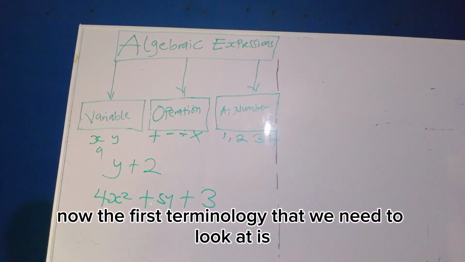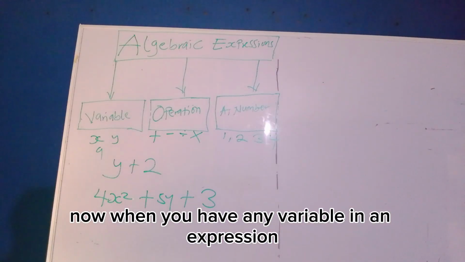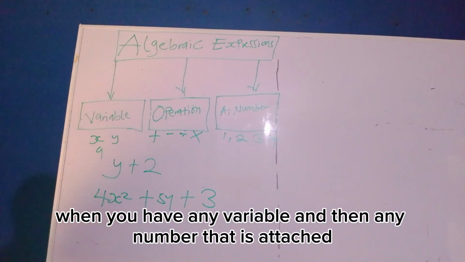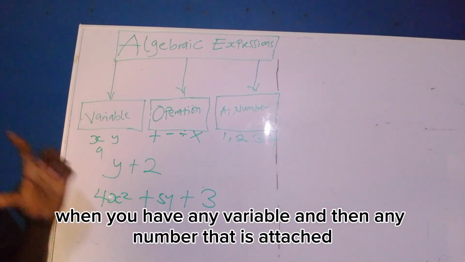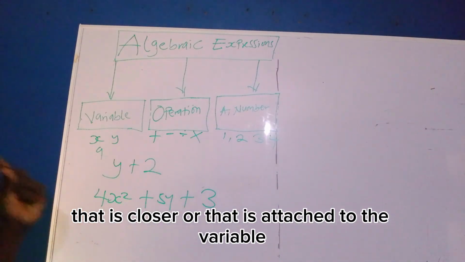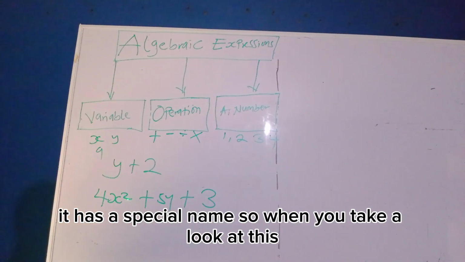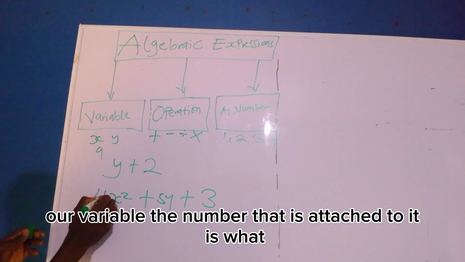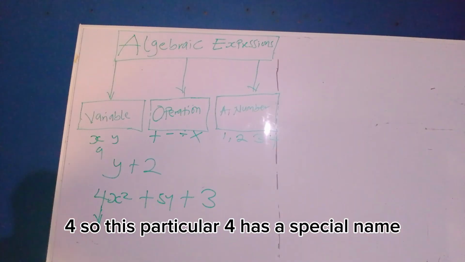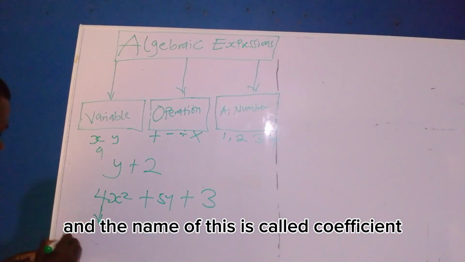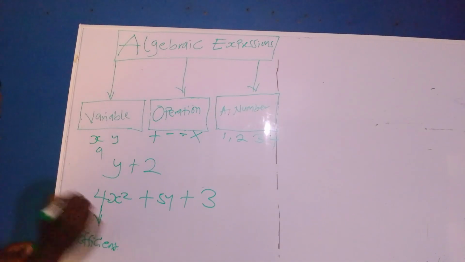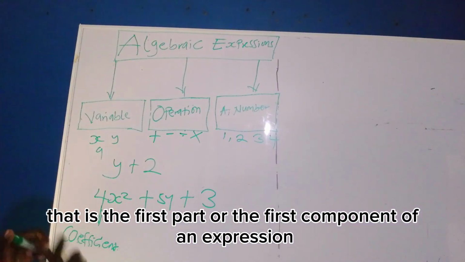Now, the first terminology that we need to look at is, when you have any variable in an expression, taking x as an example, x is a variable. When you have any variable and then any number that is attached, that is closer to the variable, it has a special name. So when you take a look at our variable, the number that is attached to it is 4. So this particular 4 has a special name, and the name of this is called coefficient. Coefficient. That is the first component of an expression.